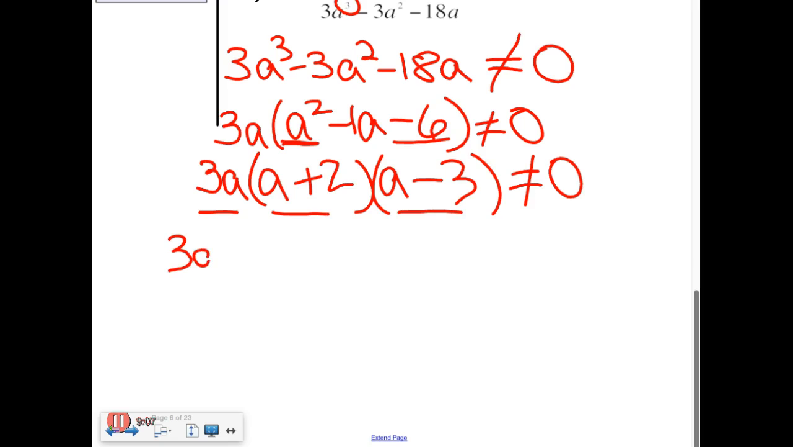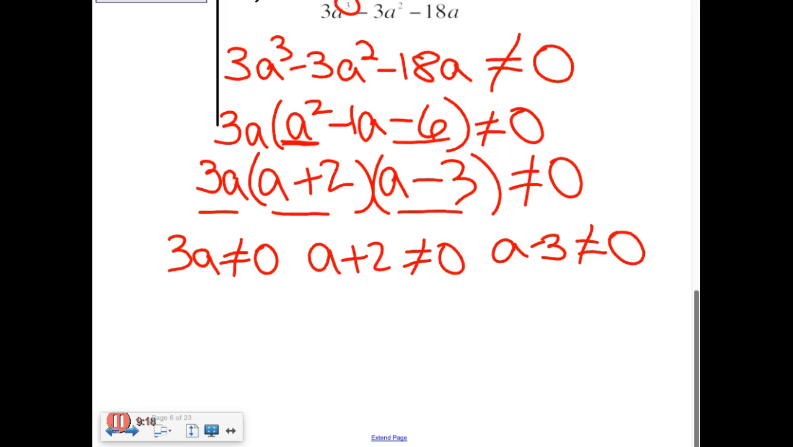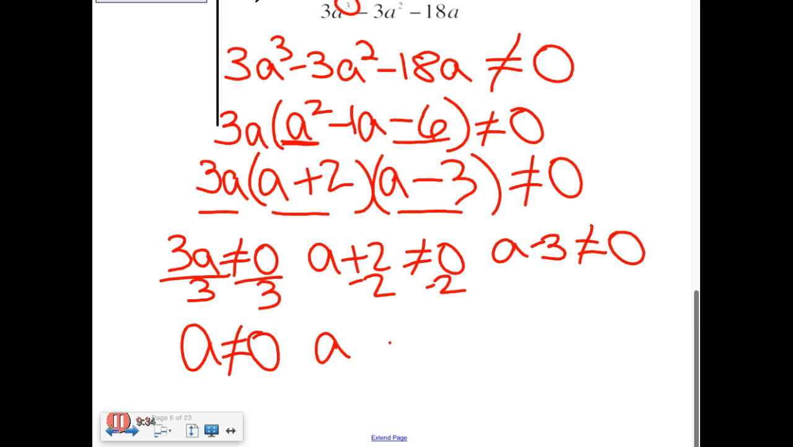So I'm going to have 3A does not equal 0. I'm going to have A plus 2 does not equal 0. And I'm going to have A minus 3 does not equal 0. And then from here, we're going to use all of our solving skills. So I'm going to divide by 3, divide by 3. So A cannot equal 0. I'm going to minus 2, minus 2. A cannot equal negative 2. And then our last one, I'm going to add 3, and A cannot equal positive 3.